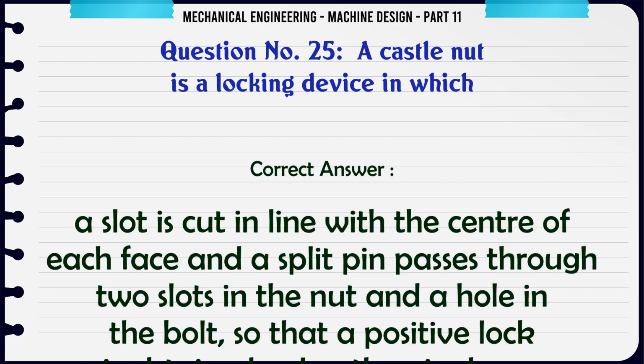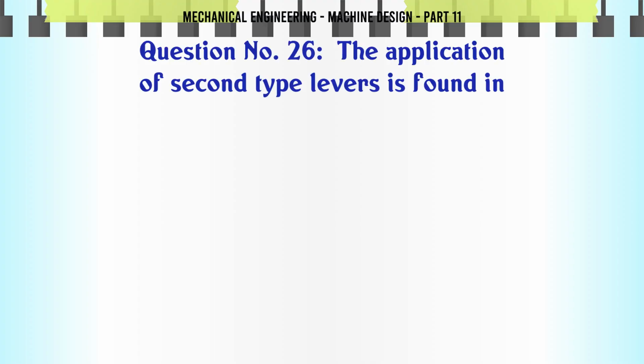The correct answer is: a slot is cut in line with the center of each face and a split pin passes through 2 slots in the nut and a hole in the bolt so that a positive lock is obtained unless the pin shears. The application of second type levers is found in A.